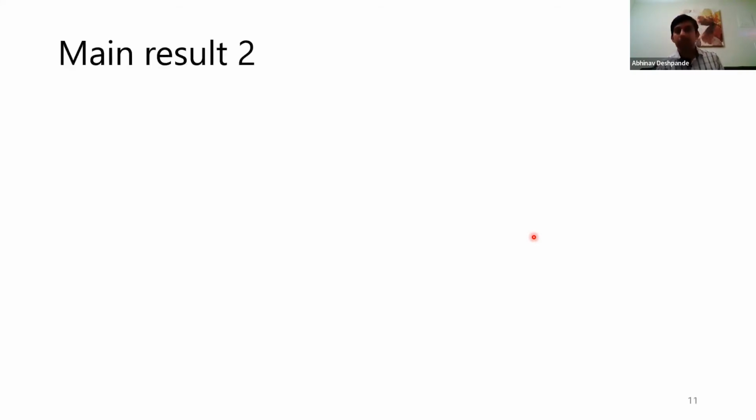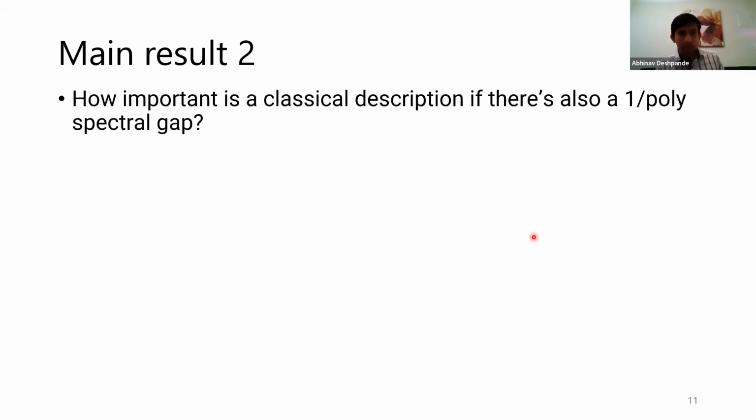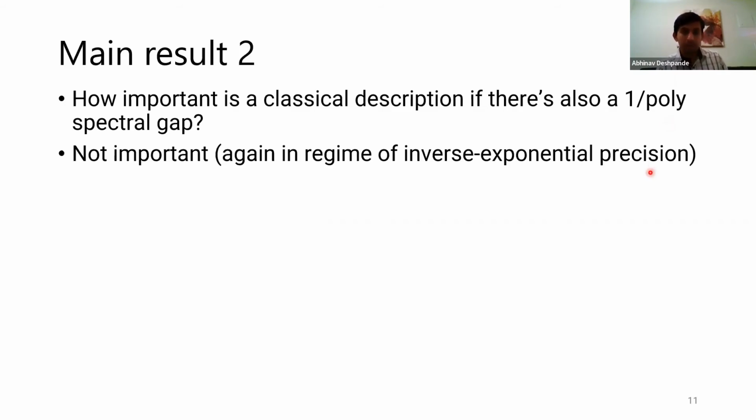So our other main result concerns this structural property. And okay, so we asked this question of how important is the existence of classical description if you also have an inverse polynomial spectral gap, which is similar to the question we asked earlier. And again, we study this problem in the regime of inverse exponential precision. And the answer is that it's not so important.